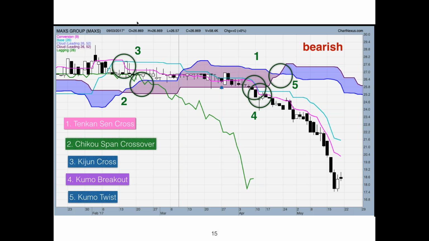Even before that price breakdown happened, MAX already warned us of the changes when price was at the top. So if you had seen these changes, you wouldn't have been stuck in this position, or you wouldn't even have tried to purchase any shares while the price is below the Kijun-sen.